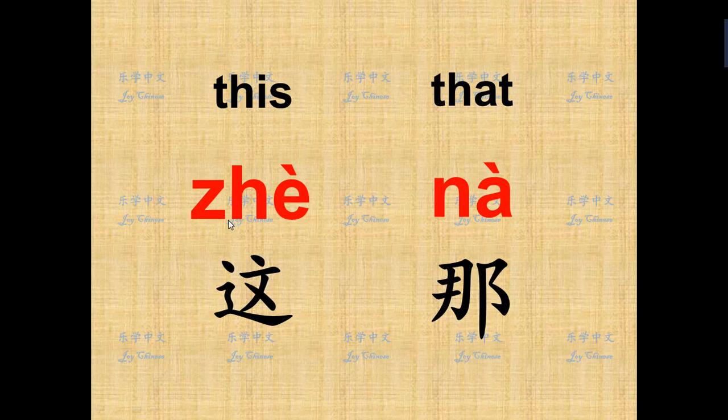The first one is zhe, the fourth tone. The meaning of this is "this". The next one, we say n, a, na, means "that". Zhe, na, means this and that, or here and there. So it's going to be combined with some other characters to make up words that have their own meaning. Zhe, na.